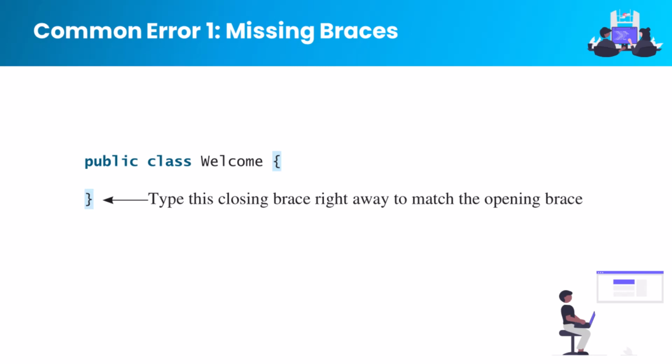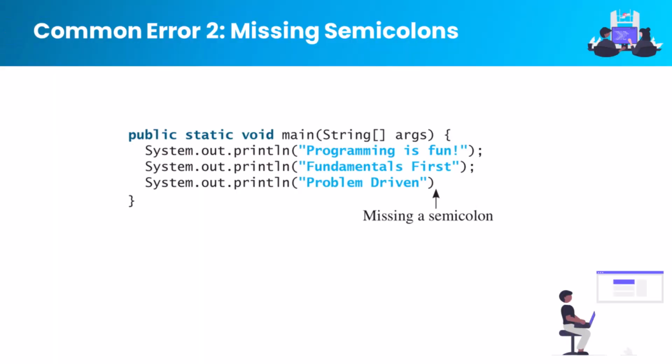Okay, now let's talk about the second common error, that is the missing semicolon. Each statement ends with a semicolon or terminator. Often a new programmer forgets to place a statement terminator for the last statement in the block.